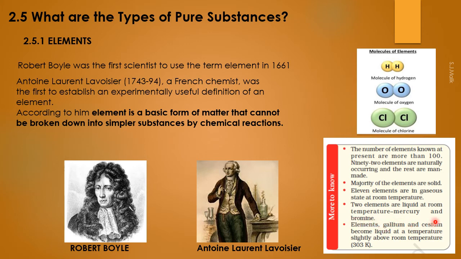Gallium and cesium, they are very special elements and they become liquid at a temperature slightly above room temperature. Even आप अपने हाथ पर भी रखते हैं तो वो तुरंत पिघलना शुरू हो जाता है. क्यों? क्योंकि उसका बॉइलिंग पॉइंट बहुत ही कम, मेल्टिंग पॉइंट बहुत ही कम होता है. Elements can be divided into metals, non-metals and metalloids. Now we will learn about the properties of metals, non-metals and metalloids.